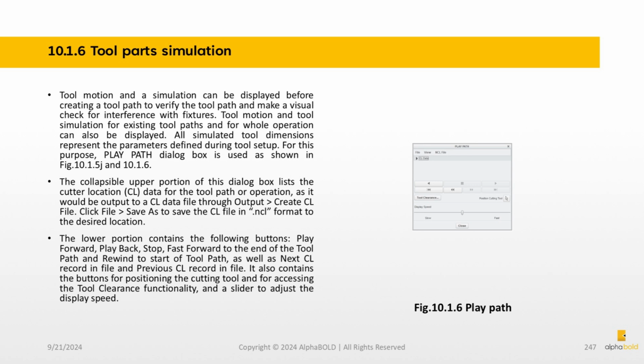The collapsible upper portion of this dialog box lists the cutter location, CL, data for the tool path or operation, as it would be output to a CL data file through Output, Create CL File.